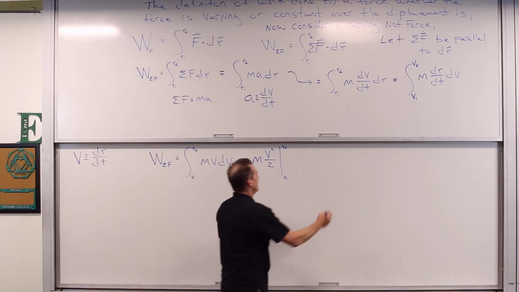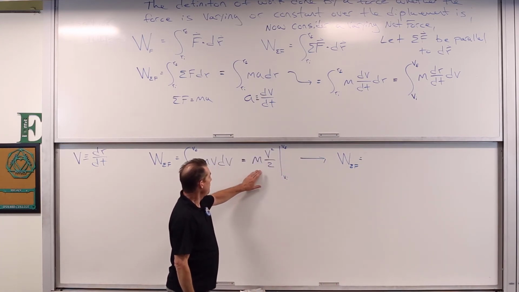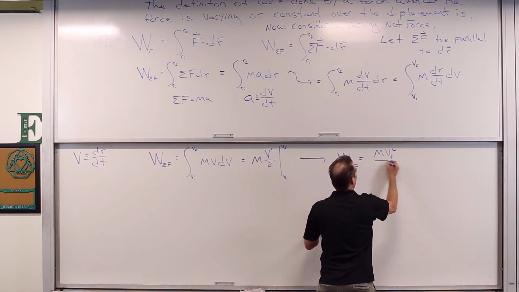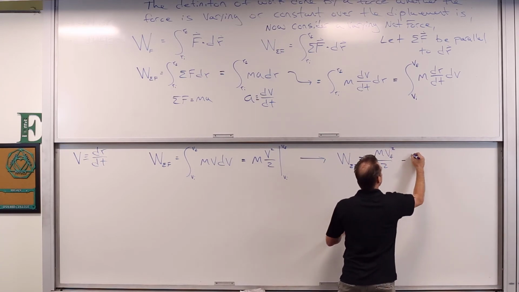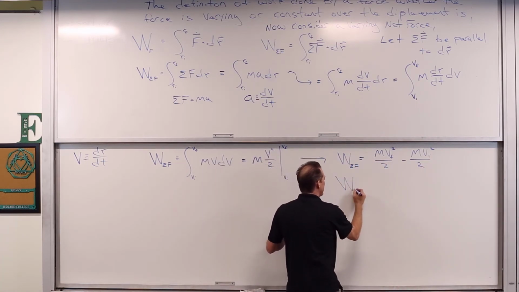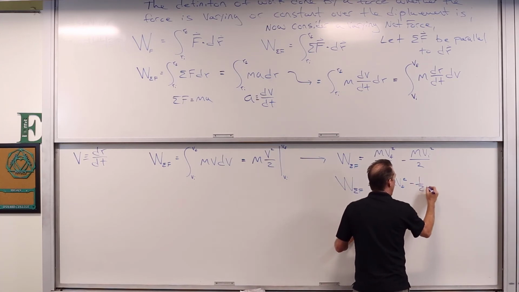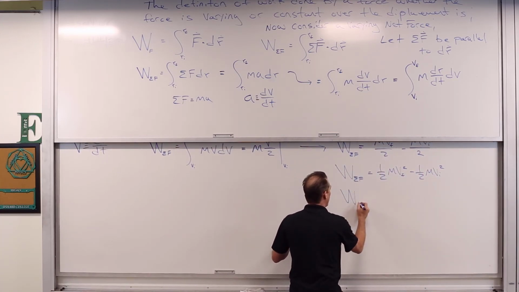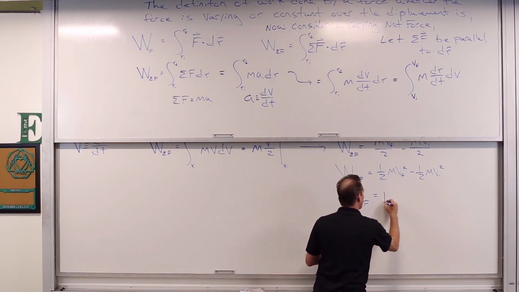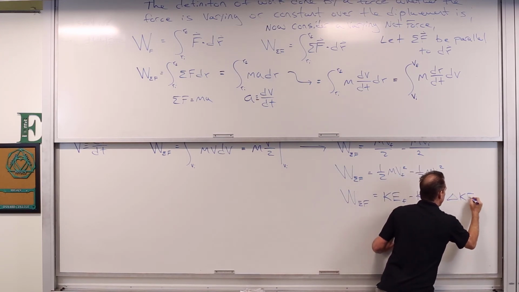Which gives us what? The work done by the net force is going to be equal to m v final squared over 2 minus m v initial squared over 2, which is equal to what? That's right. Sigma W is equal to 1/2 m v final squared minus 1/2 m v initial squared. That's equal to the final kinetic energy minus the initial kinetic energy, KE final minus KE initial, which is equal to delta KE.